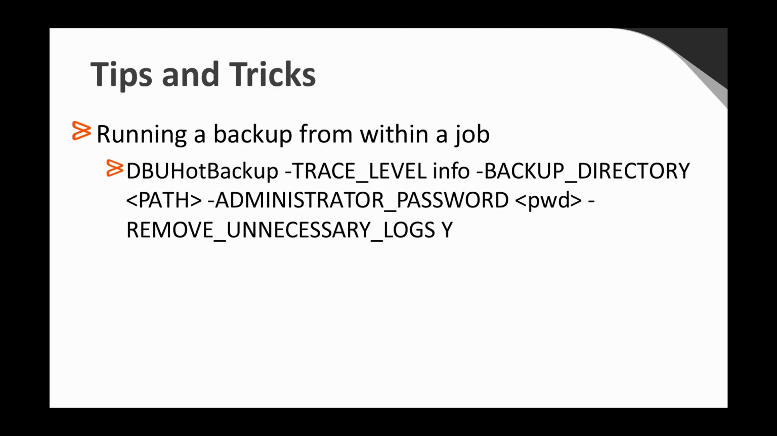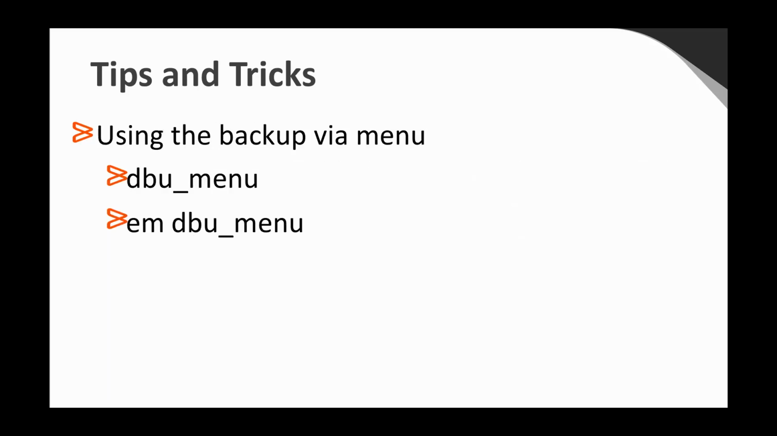Here we have an example. How do I execute a hot backup? Like this. You can create a job with this command line. Remember, if you are doing it at the Control-M Enterprise Manager, you must put the prefix EN. If you prefer to use a menu instead of command lines, you can use at Control-M Server the dbu_menu, or at Control-M Enterprise Manager the EN dbu_menu.